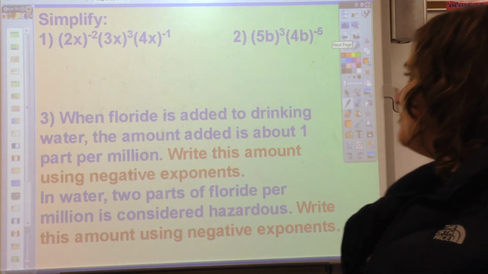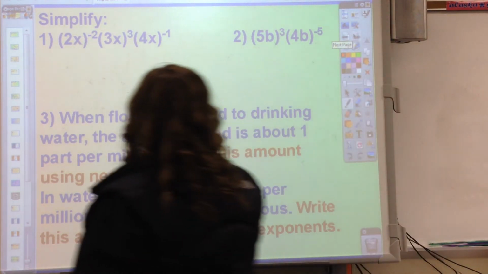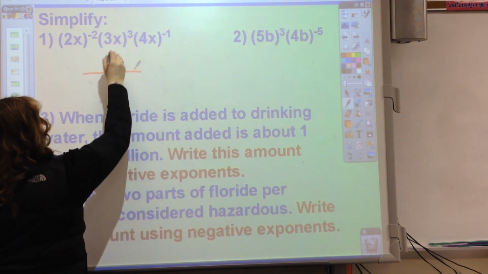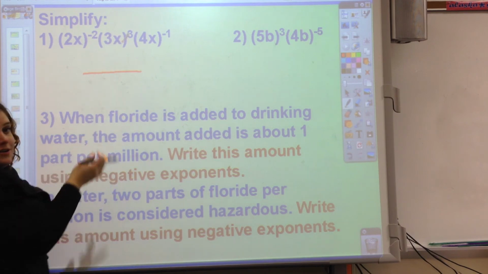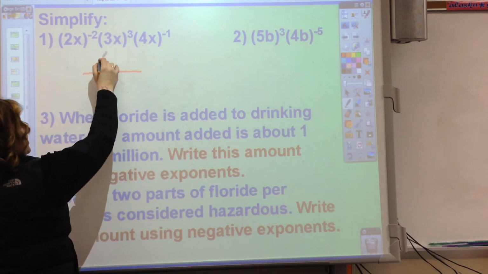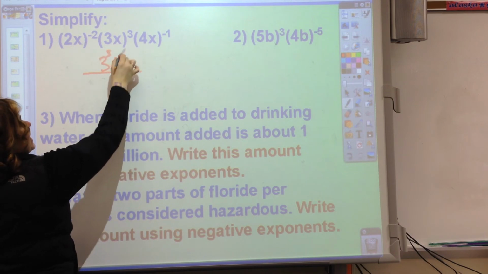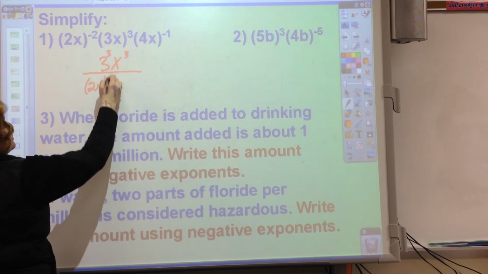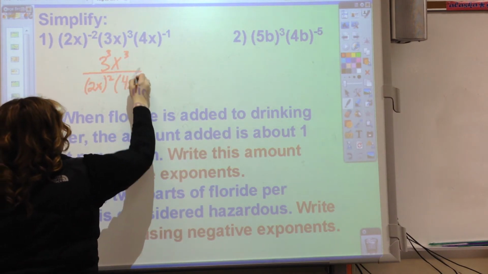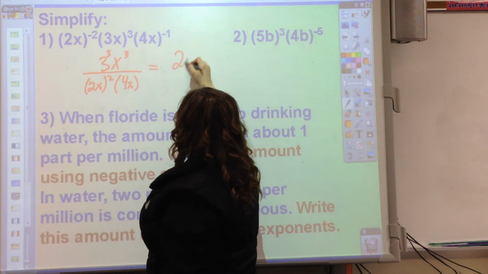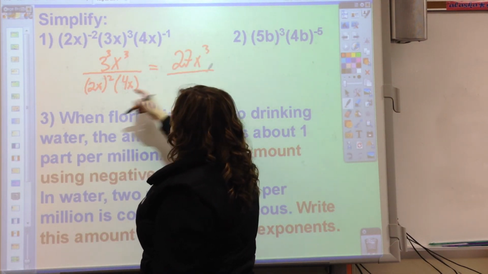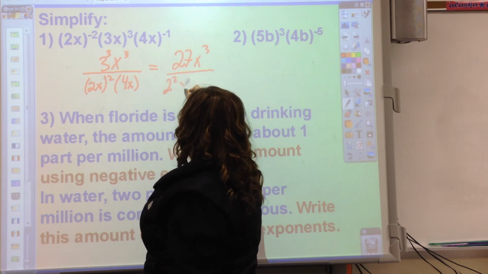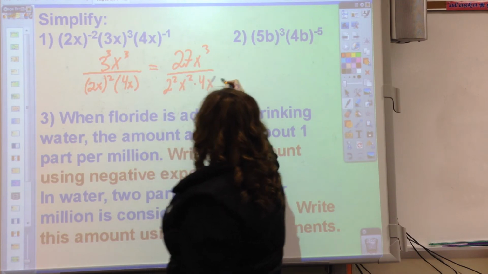We're going to practice simplifying this first one right here. Remember, your exponent only has power over what it's touching. So this positive expression will stay in the numerator, and it will become 3 to the power of 3, x to the power of 3. This one will go in the denominator, and this one will go in the denominator. In my numerator, I now have 27x cubed, and in my denominator, I have 2 squared x squared times 4x.